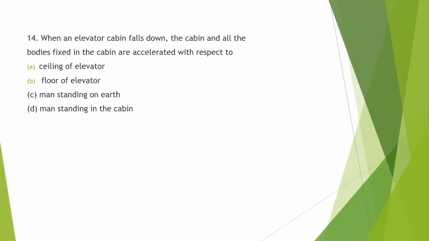Next question. When an elevator cabin falls down, the cabin and all the bodies fixed in the cabin are accelerated with respect to... See, when an elevator cabin falls down, so when it is coming down, the cabin and all the bodies fixed in the cabin are accelerated with respect to. Option A, ceiling of elevator, floor of elevator, man standing on the earth, man standing in the cabin.